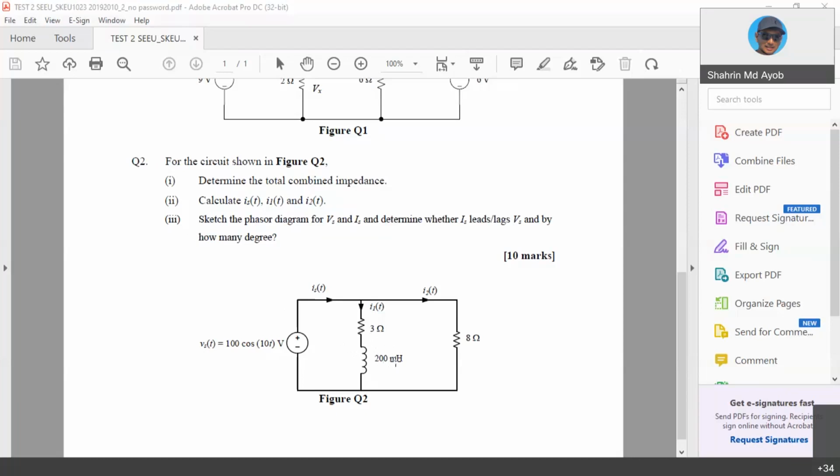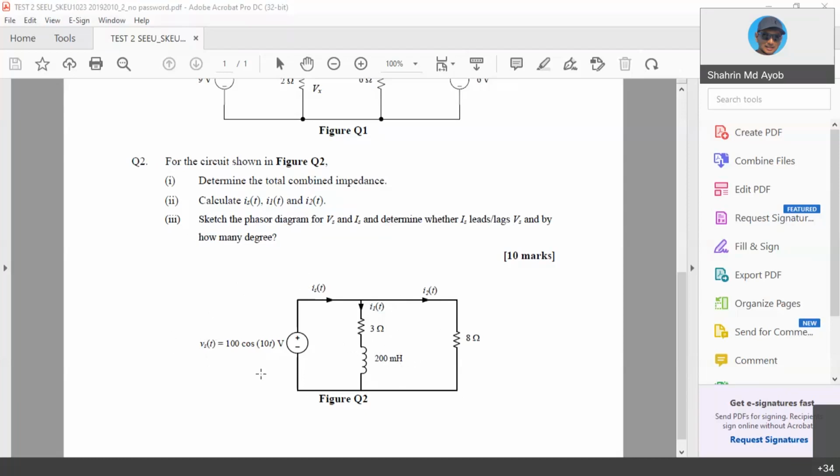Given the value of the resistor and also the inductor, this circuit is actually in the time domain, because you can see we have i(t), v(t), and so on. So this is the time domain circuit.